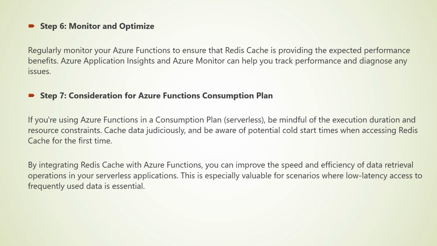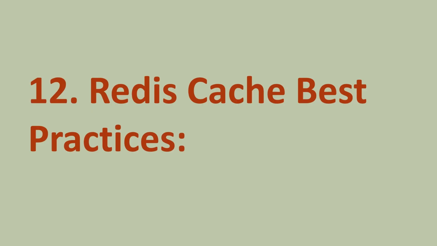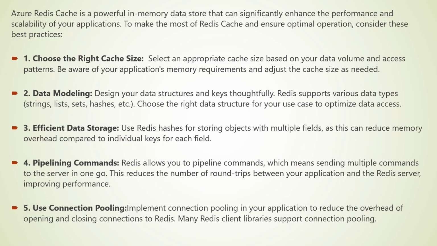By integrating Redis Cache with Azure Functions, you can improve the speed and efficiency of data retrieval operations in your serverless applications. This is especially valuable for scenarios where low latency access to frequently used data is essential. 12. Redis Cache Best Practices. Azure Redis Cache is a powerful in-memory data store that can significantly enhance the performance and scalability of your applications. To make the most of Redis Cache and ensure optimal operation, consider these best practices.